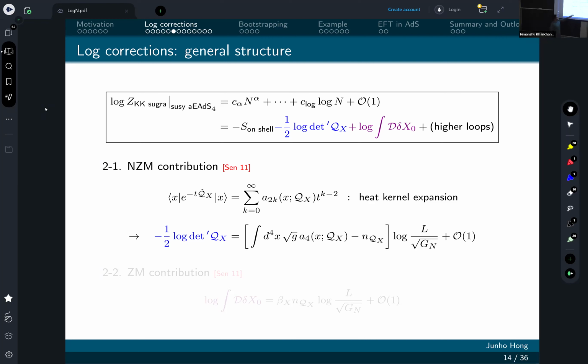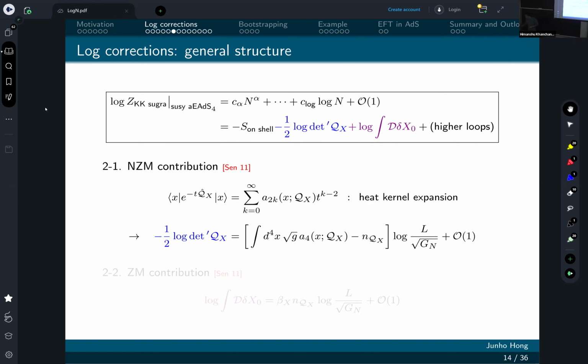Then what's found is the non-zero mode contribution has a leading logarithmic term in the saddle point approximation. This coefficient is fully controlled by this fourth Seeley-DeWitt coefficient A4 and the number of zero modes of this kinetic operator Q_X. This derivation takes like 7-8-ish lines. You can find it in the Sen paper. I'm going to skip that.